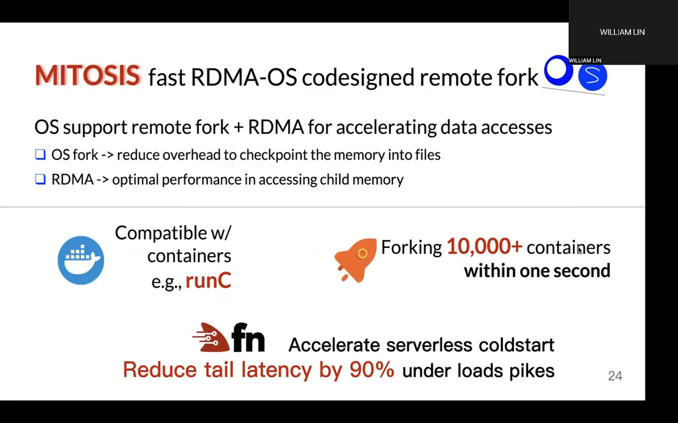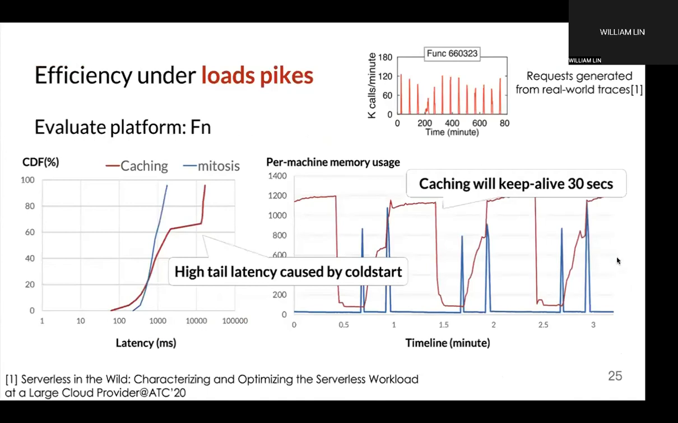We use it to accelerate cold start in serverless workloads, which can reduce 90% of tail latency under load spikes with orders of magnitude smaller memory usage. Due to time limits, I will only briefly present the results on MITOSIS and the load spikes. Here is how MITOSIS compares with caching under function load spikes traced from real-world traces.